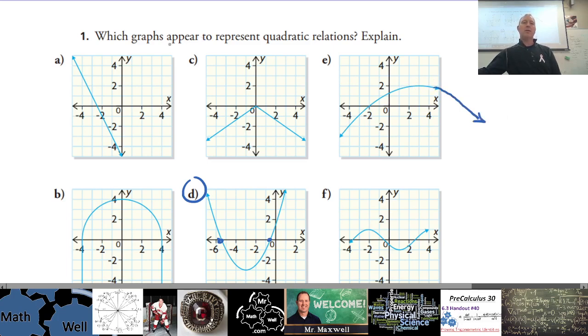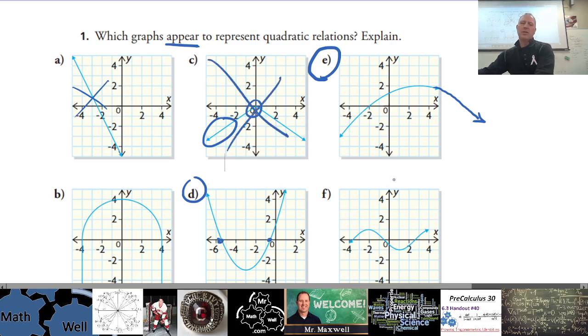So which graphs appear to represent quadratic relations? You want to say E too? Yes. Yeah, okay, I would agree. Are there any other ones? A? Well, here's the thing. Remember, there's no straight line parts in a parabola. They may look like straight line parts, but there's no straight line parts. So this is a straight line, that's linear. This one has the general shape, but because there's a straight line part and a corner, that's no good. That's more like an absolute value equation. That's not. What about F?